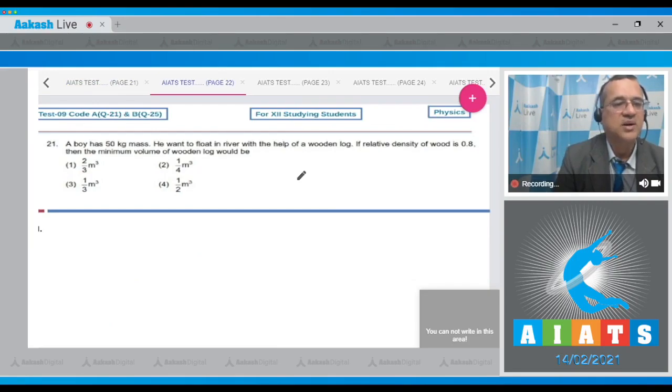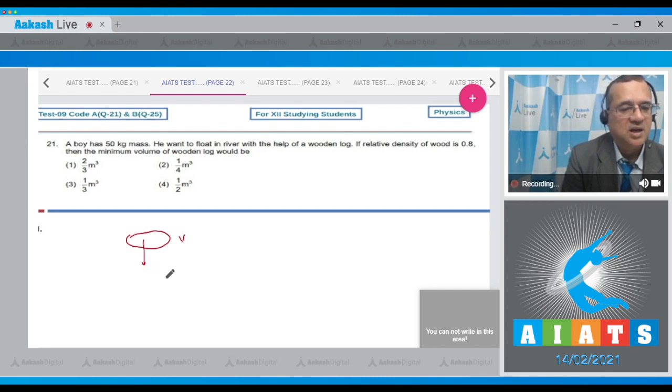The question number 21 is, a boy has 50 kg mass. He wants to float in a river with the help of a wooden log. If the relative density of the wood is 0.8, then the minimum volume of the wooden log would be. These are four options. Now dear student, let's say this is the volume of the log.